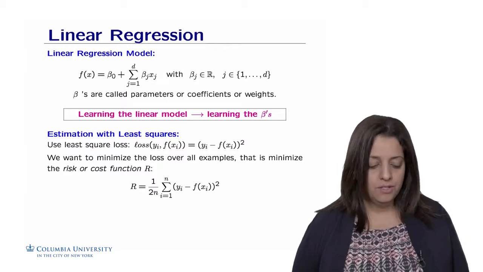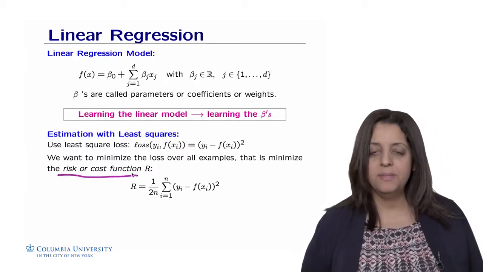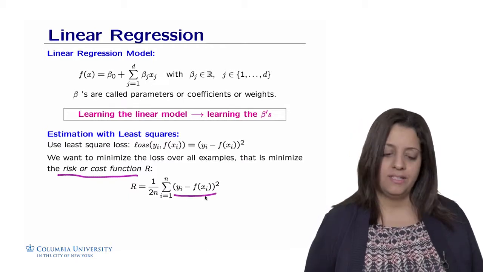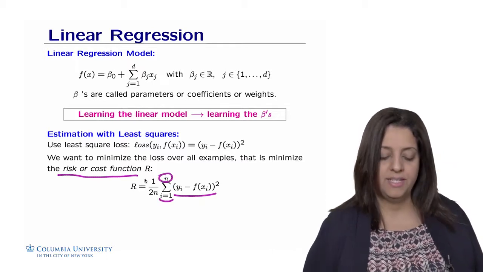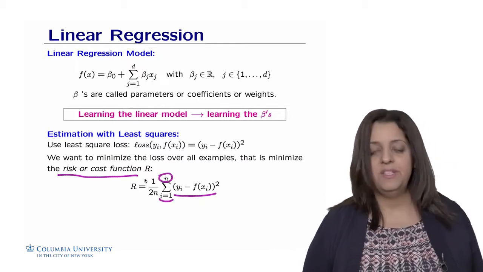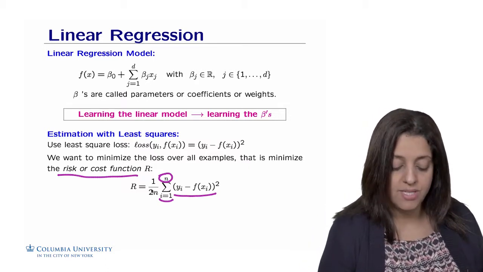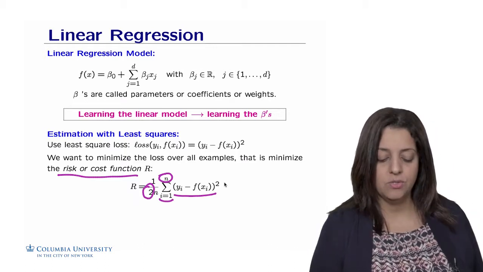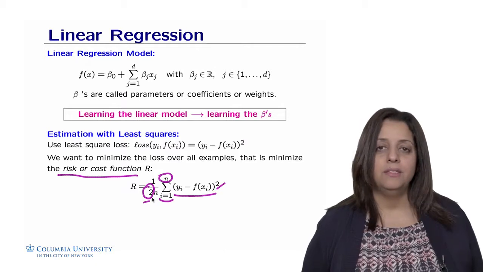So we define what we call the risk or the cost function, R, and this cost function is simply the sum of the loss values over all the data points. We iterate from 1 to n, where n is the number of examples, and so we take the risk over all those points. We divide by n, so this is the average risk. We also divide by 2 just for convenience, because the 2s will later cancel each other when we do the derivations.